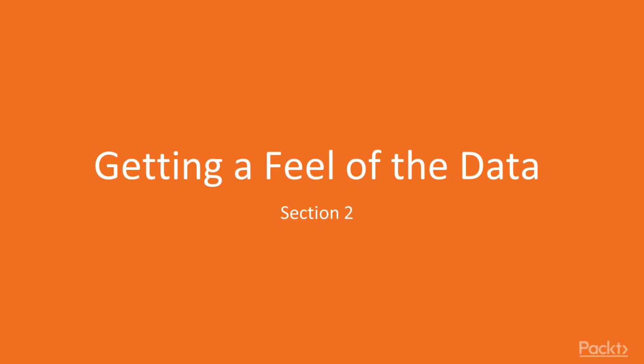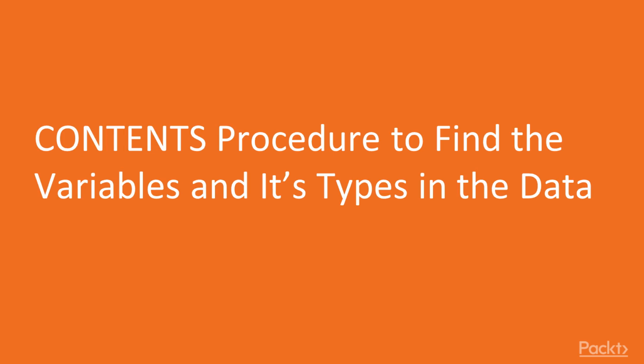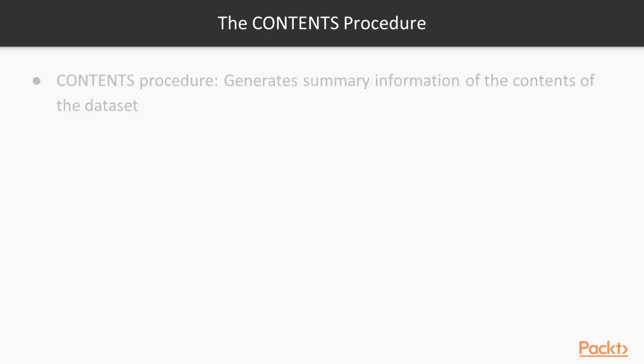Welcome to section 2, getting a feel of the data. In this video, I am going to talk about the contents procedure to find the variables and the variable types in the data. The contents procedure is probably one of the most important procedures prior to starting any data analysis. It generates the summary information about the contents of the dataset.